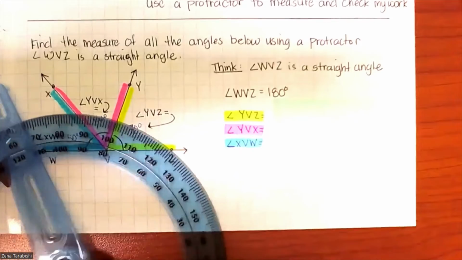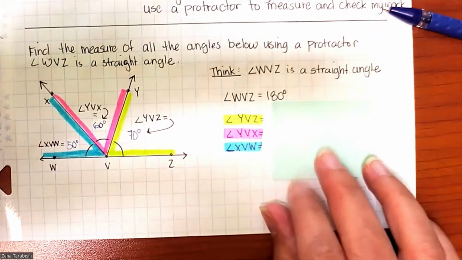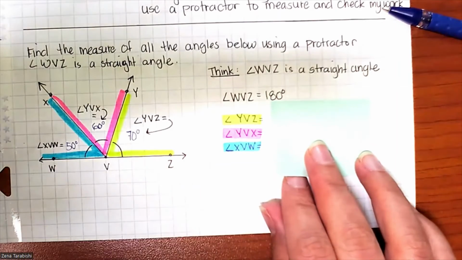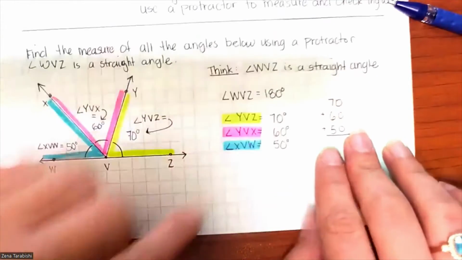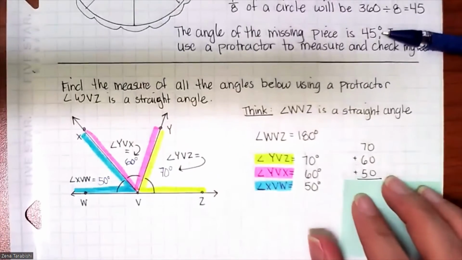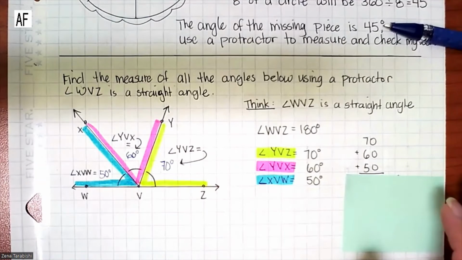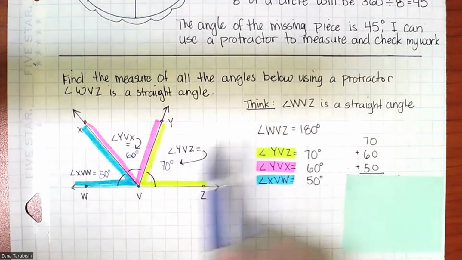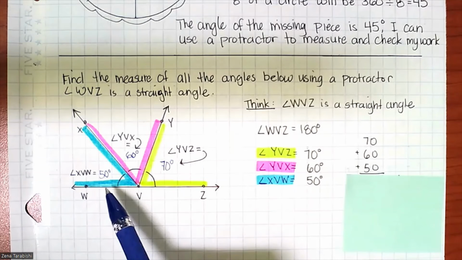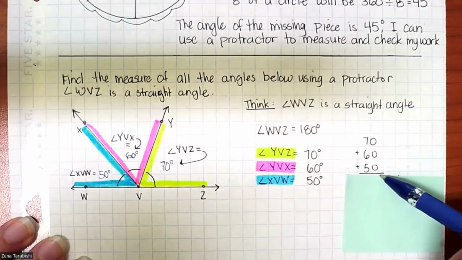So now that we have all of our angle measurements, we're going to see if those angle measurements add up and they equal our 180 degrees. So I have to add these angle measurements to see, does the total equal 180? Because we know angle WVZ, the straight angle, is 180 degrees. So I need to add 50 and 60 and 70 to see if that works. So 0, 0, 0 is 0.